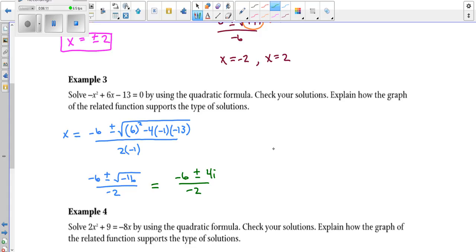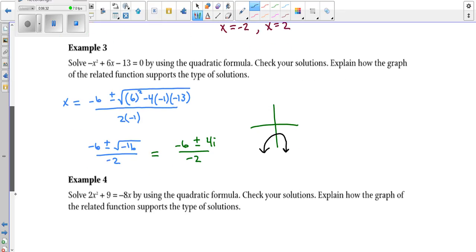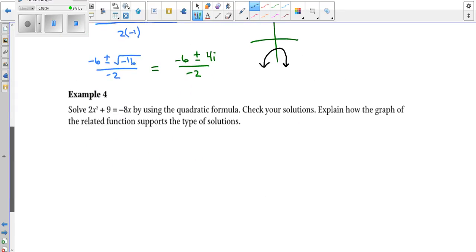And then we're going to leave our answer like that because we know that our two answers are imaginary solutions. If we were to graph this, we would know that because our a value over here is negative, our function is going to open down and it's never going to hit the x-axis. So it'll look something like this. And this graph right here supports our answers, which are imaginary, and we've shown that we have no real solution.